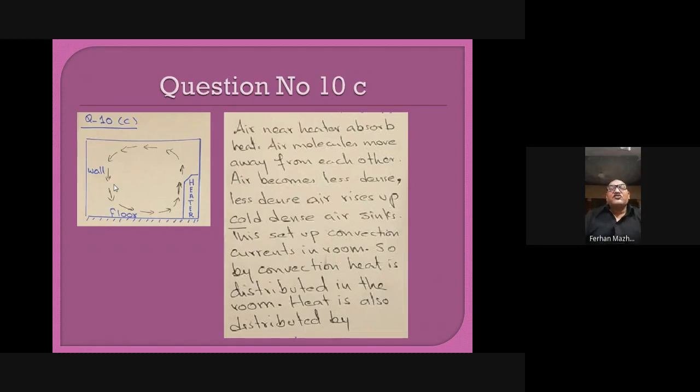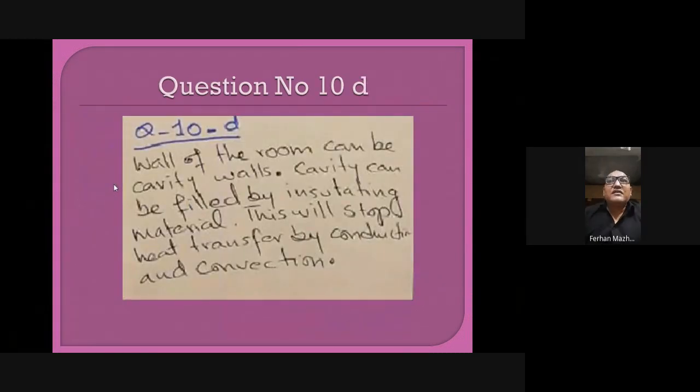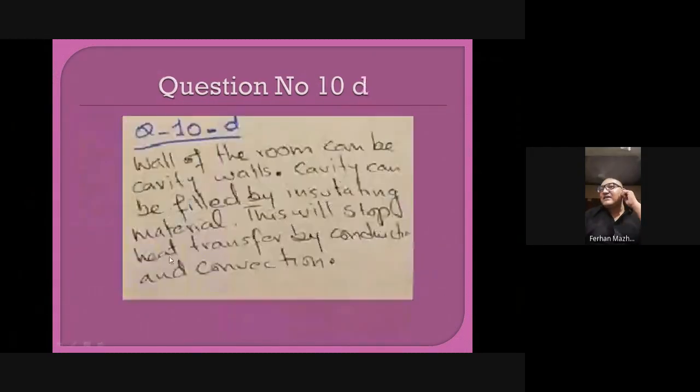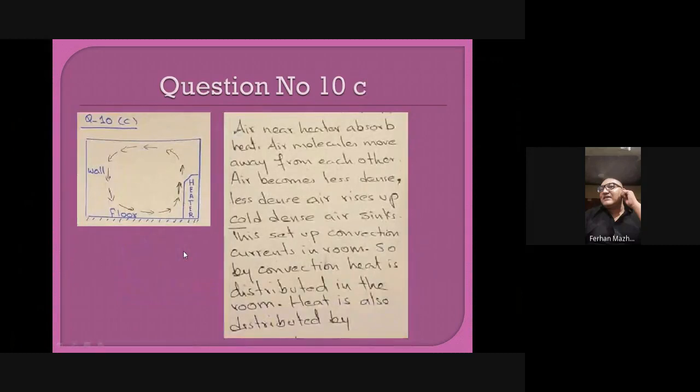It says: air near heater absorbs heat. Air molecules move away from each other. Air becomes less dense. Less dense air rises up. Cold, dense air sinks. This sets up convection currents in the room. So by convection, heat is distributed in the room. Heat is also distributed by, let me show you, okay, so I think I have cut off the infrared radiation. So I have just cut it.